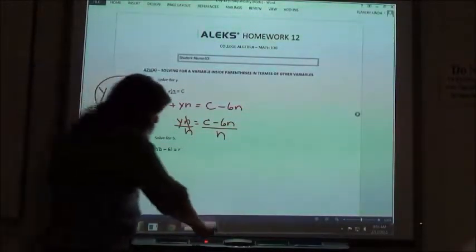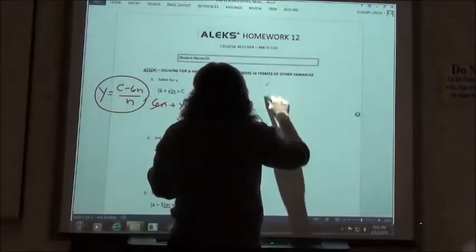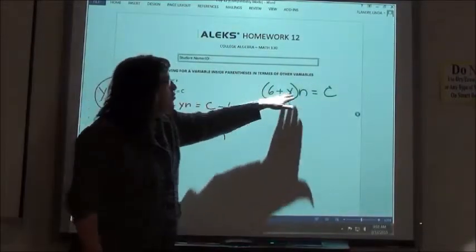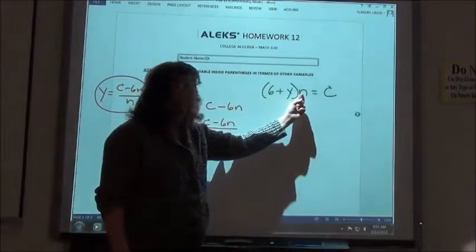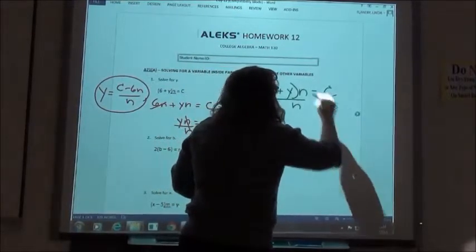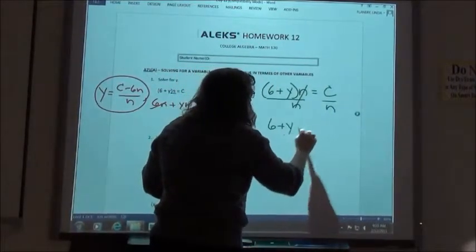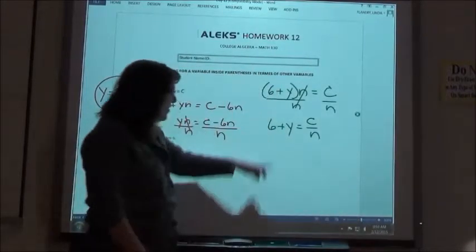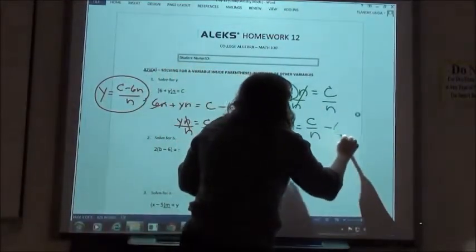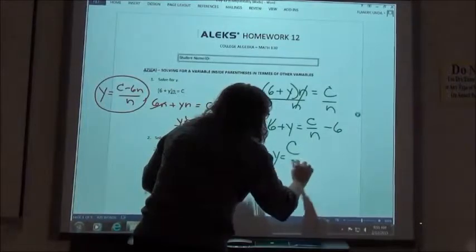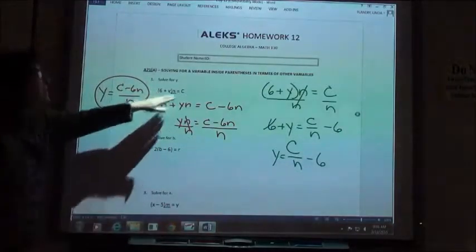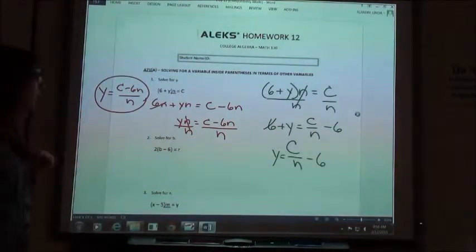Now the other way of doing this is if I have 6 plus y times n equals c, instead of using my distributive property, I can go ahead and just divide by this n right away as my first step. If I divide by n, that cancels out. 6 plus y equals c over n. Then if I want to solve that for y, all I need to do is move my 6 to the other side. So I'm going to minus my 6. y equals c over n minus 6. It is case sensitive, that's why I wrote that c really big. If it's capital, you have to use a capital C when you type your answer in.